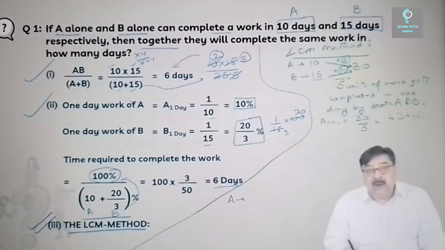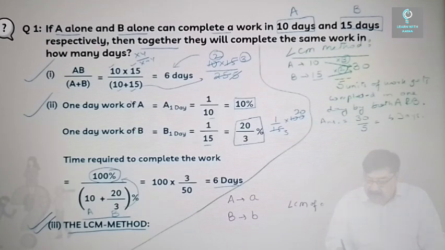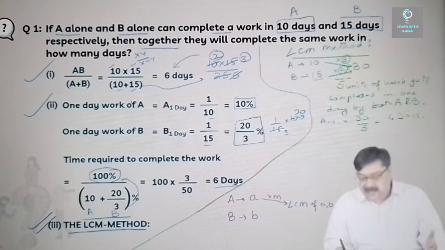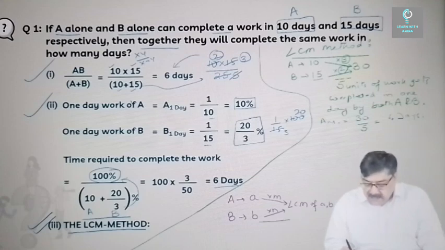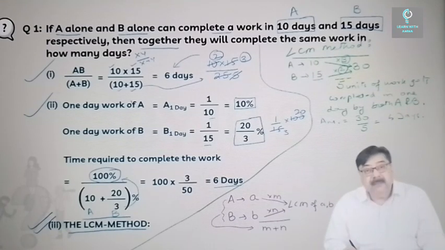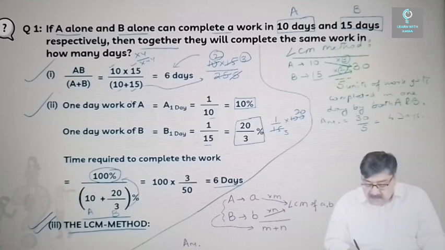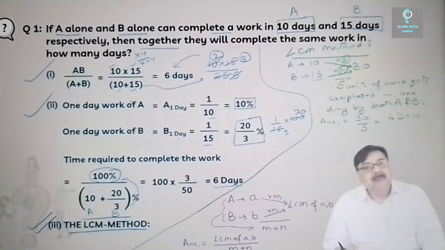Well, if A can complete a work in A days, B can complete the same work in small b days, here we find out the LCM of A and B, and we know that A into M, let us say, gives us this LCM, B into N gives us this LCM. Here, this would be the combined efficiency of A and B. So our answer here, or let us say the number of days in which A and B both can complete this work, is given by LCM of A and B divided by M plus N, the sum of these multipliers.